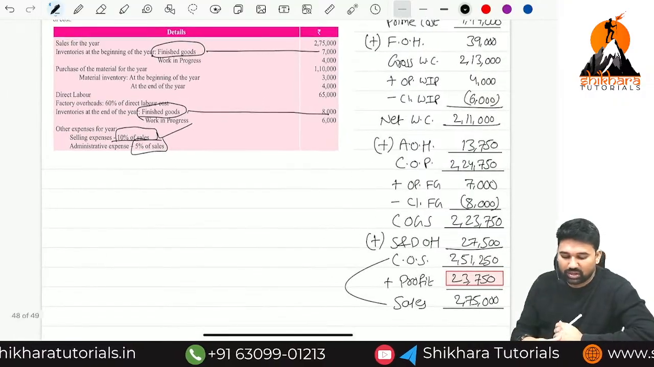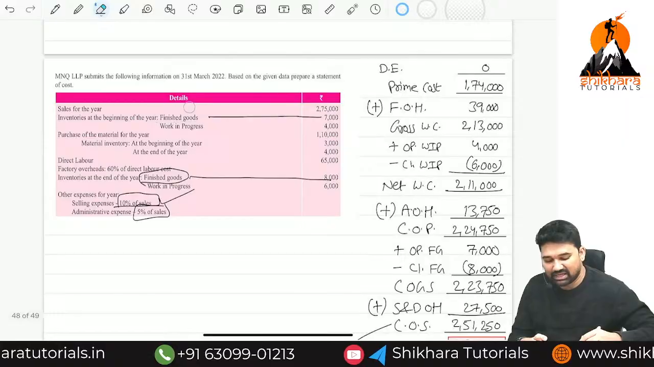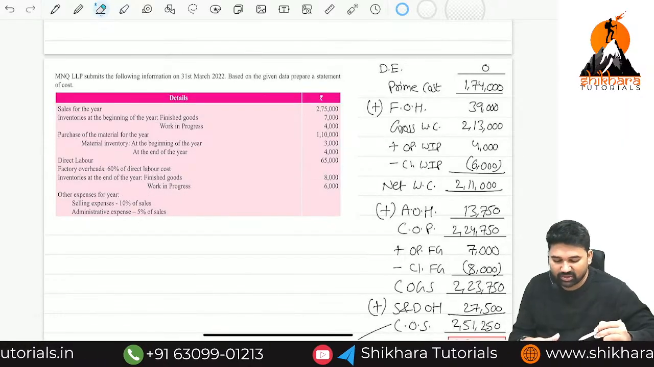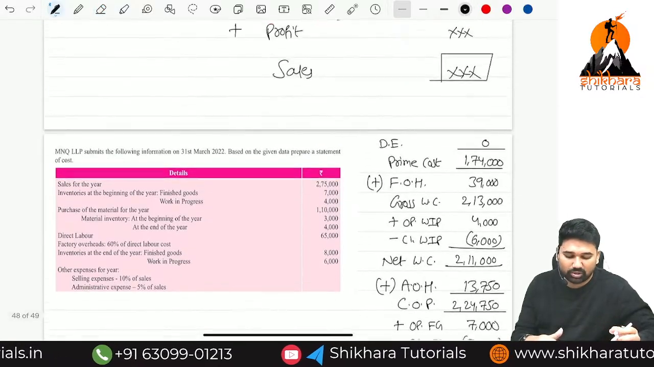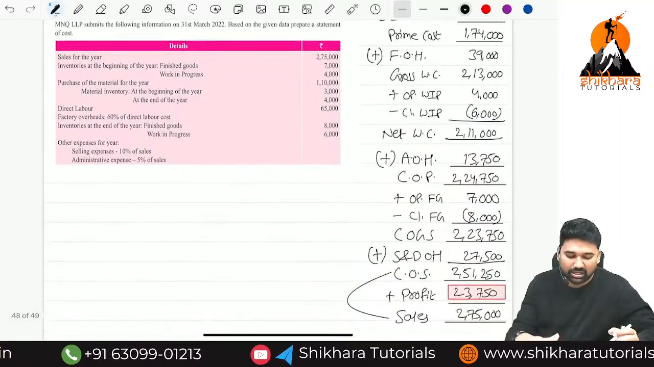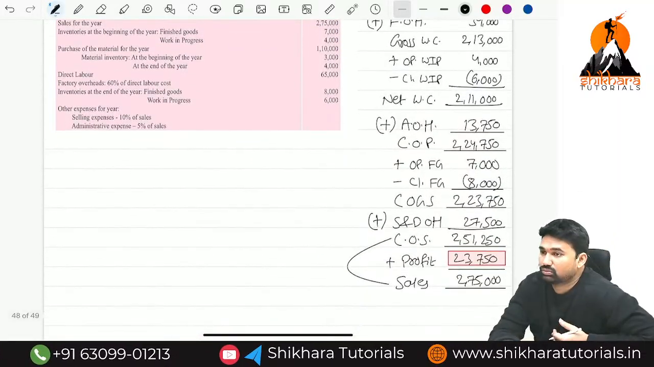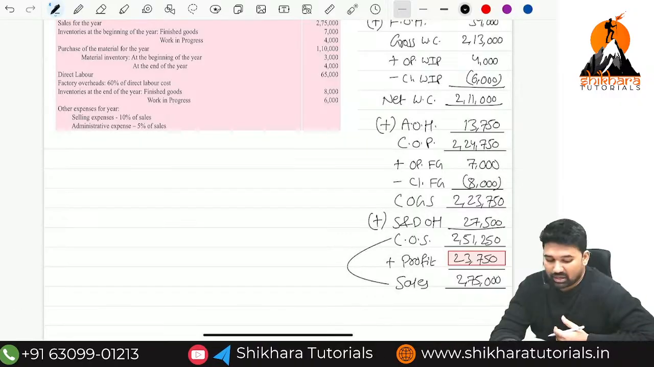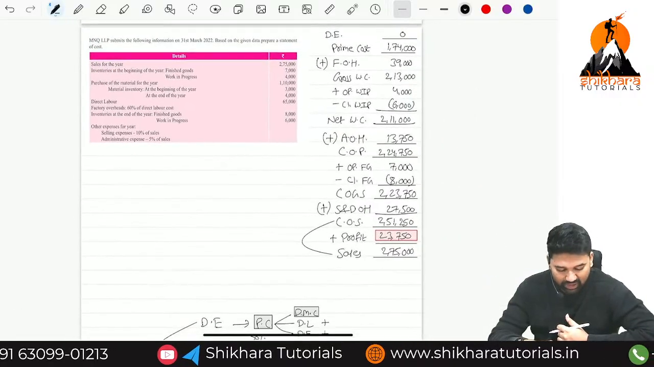So if you are able to understand each and every step in the discussion of this problem, the majority of points in the cost sheet are already understood by you. Okay, are you able to understand each and every point in the problem?